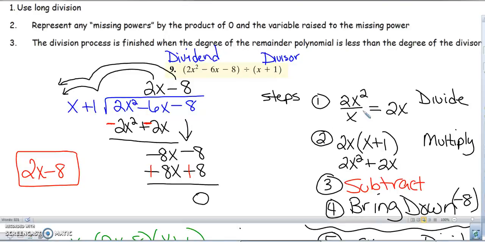And I have the steps written out here, step by step. So 2x squared divided by x, the x's would cancel. You'd have one more left on top, which would give you 2x. We put that on top here. The next step is multiply. When you multiply, you take what you put up here and multiply it times the entire divisor. So 2x times x plus 1. Which I distribute here, and I go ahead and transfer that over to this side.